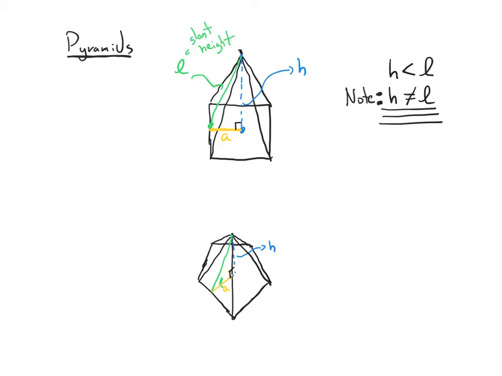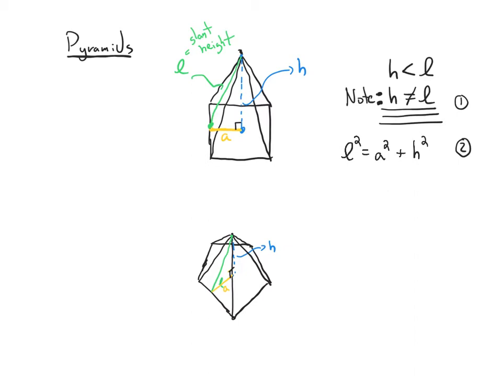And the second note I want to make is that right angle triangle note. So the slant height squared is always the apothem squared plus the actual height squared. So we always know that. And that's going to help us out when it comes to the formulas for surface area of a pyramid.